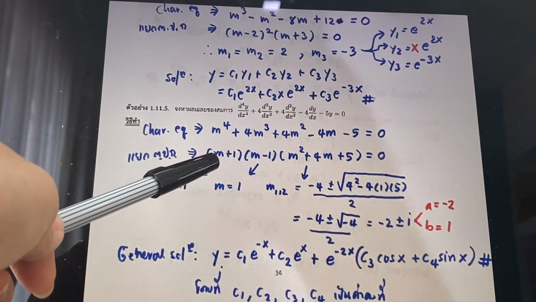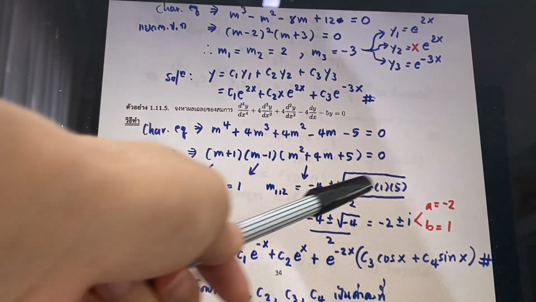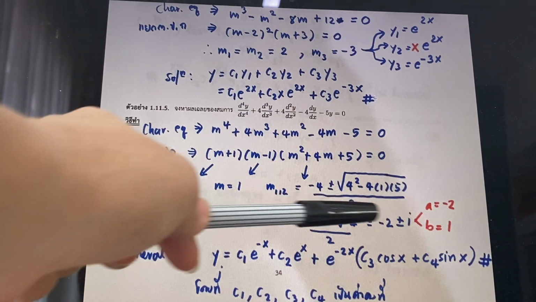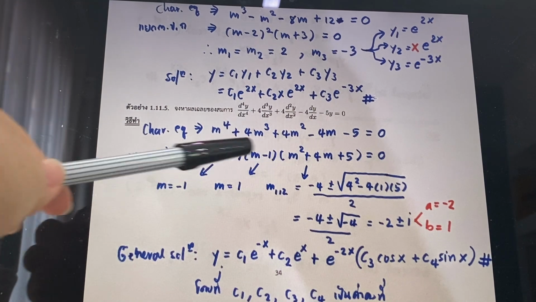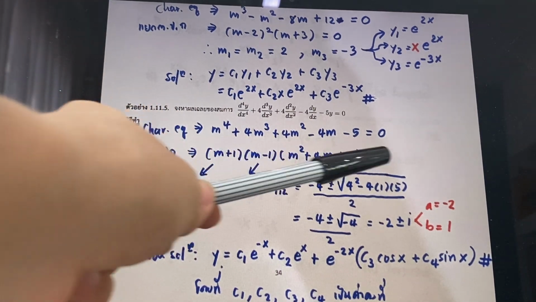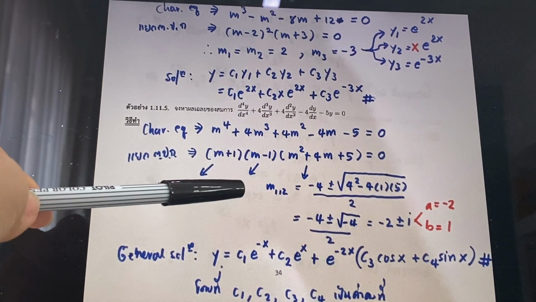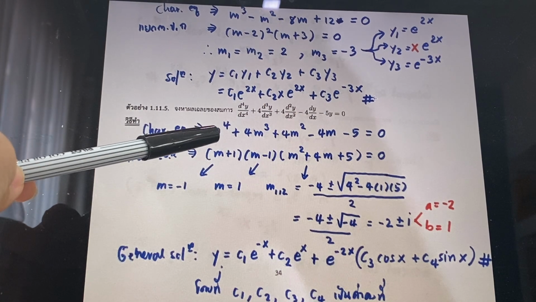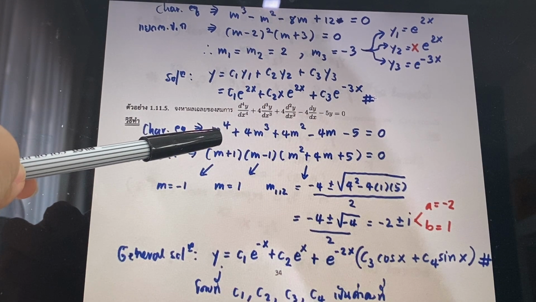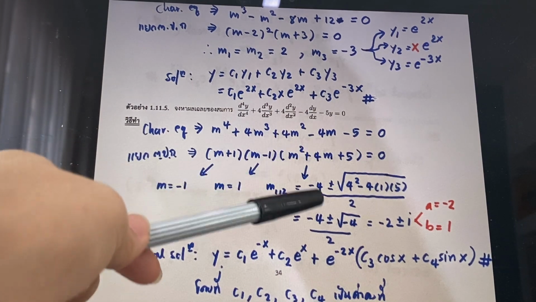So we get m plus 1, m minus 1, and this term. But this term we cannot factor anymore, so we have to use the quadratic formula again. The first two factors, you set them equal to 0, and you get m equal to negative 1, and this one gives you m equal to 1. Since we have a polynomial of degree 4, we're going to have at most 4 solutions. So find 2 more here.